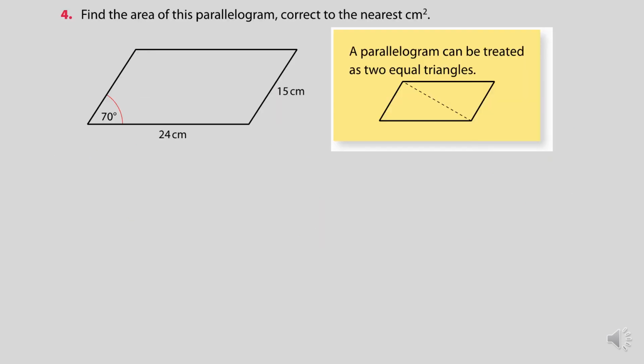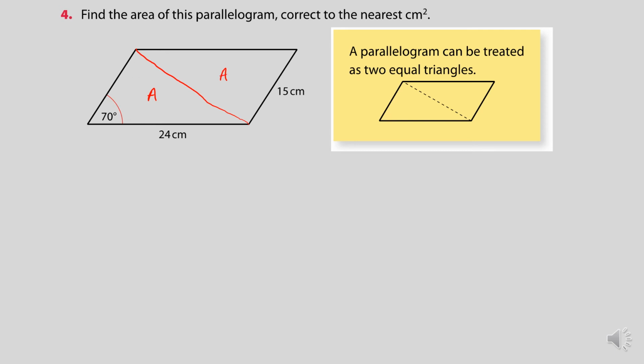Now, look at this question. Find the area of this parallelogram correct to the nearest centimeter squared. And we're given a hint to help us along. A parallelogram can be treated as two equal triangles. So if we draw a line along the diagonal as shown, we can find the area of one triangle and we can double it to get the area of the second one and get the whole lot.